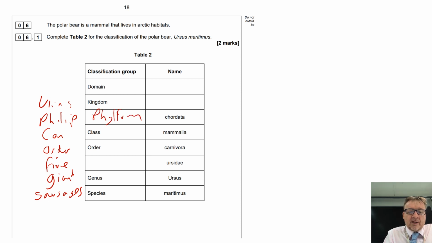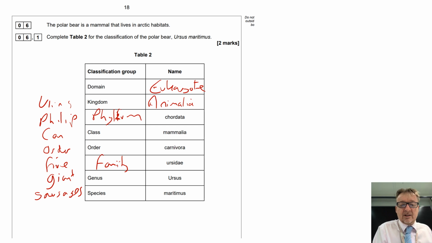I think that's only got one L in it, apologies. Can order 5 is then family. Okay, and then the kingdom is animalia. And the top one is then eukaryote. Now, I don't like that question, right, because... I don't know, it's just one of those things I just don't like.